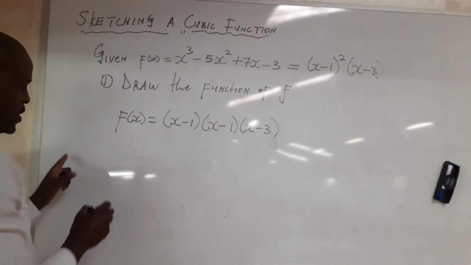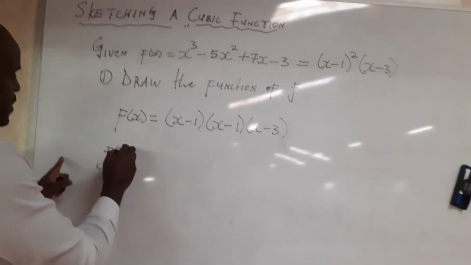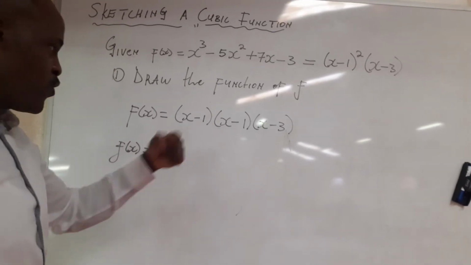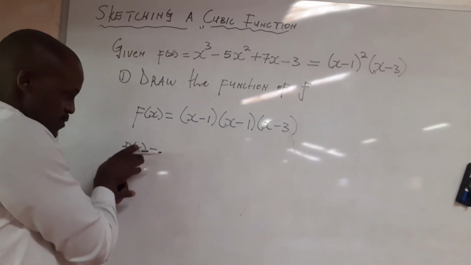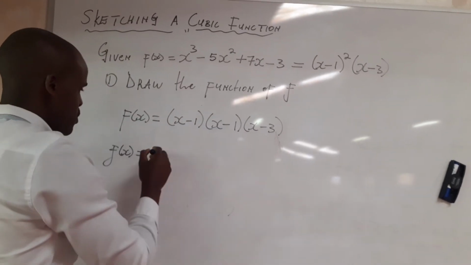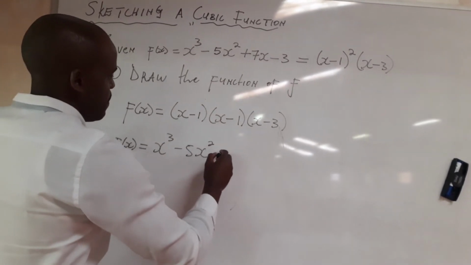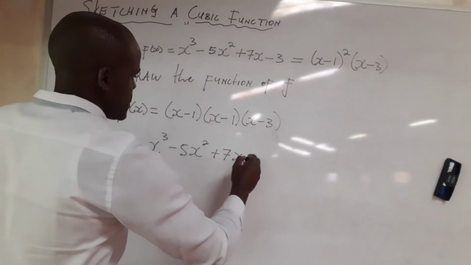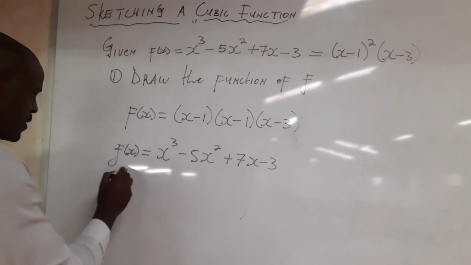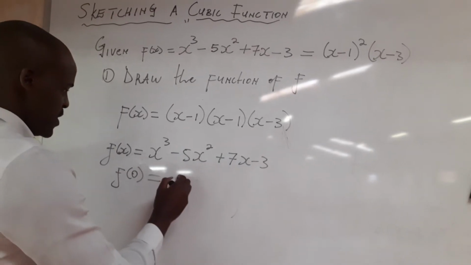Looking here, we need to find the intercepts, right? For the y-intercept, we are to find firstly the y-intercept, so we let x be 0. Our equation is x cubed minus 5x squared plus 7x minus 3. If you put 0 in the place of x here, our y would be negative 3.